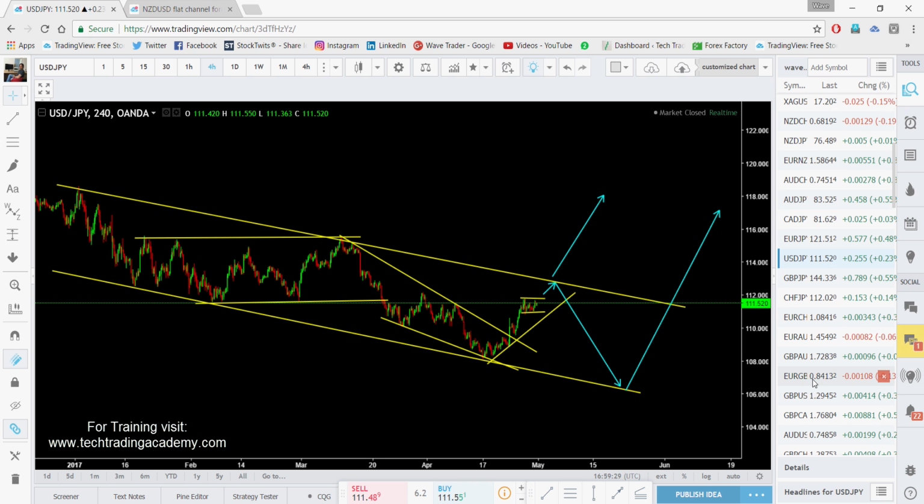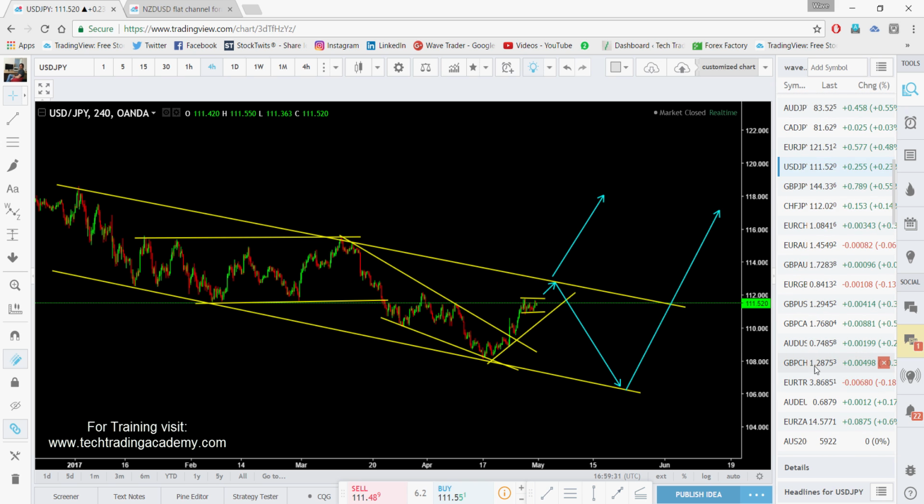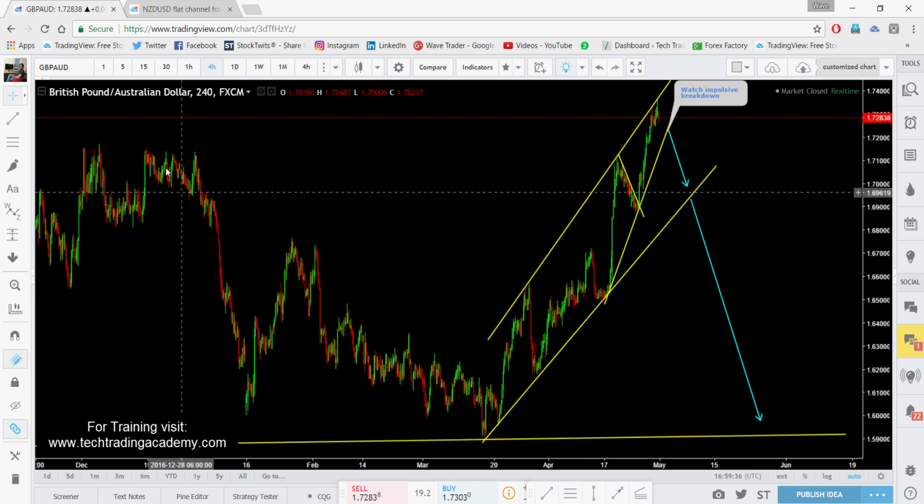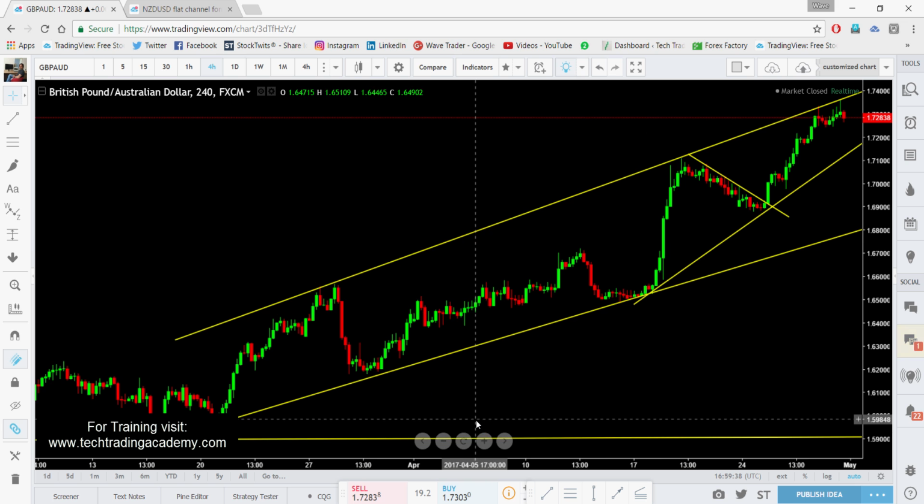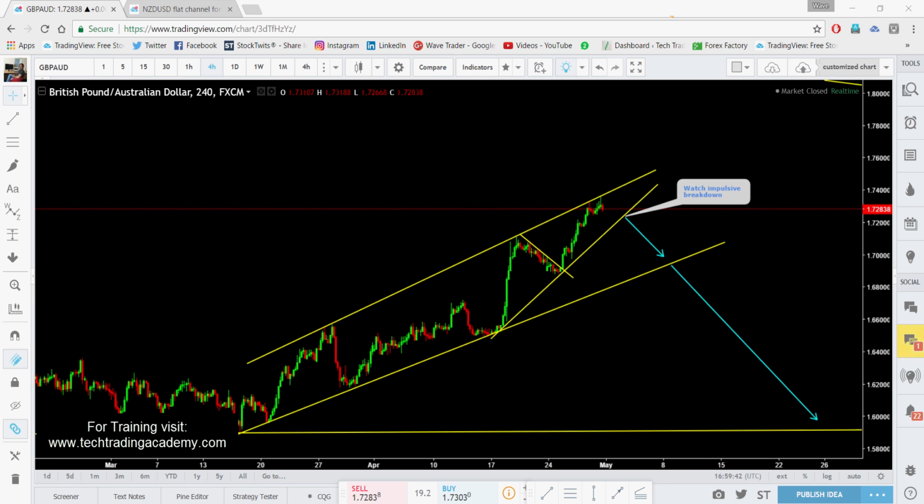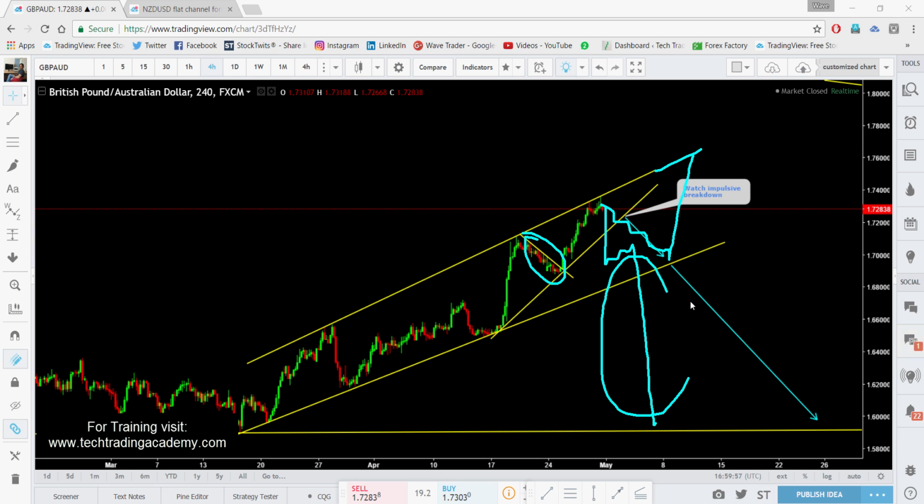Pound Yen is not ready. Chief is not ready. And Pound Aussie dollar. Alright, so we have this formation. Divergence is there. If we're going to see a continuation formation again, one more upside is going to be there. Quite similar like that. If we're going to see an impulse like that, we're going to see this reversal.